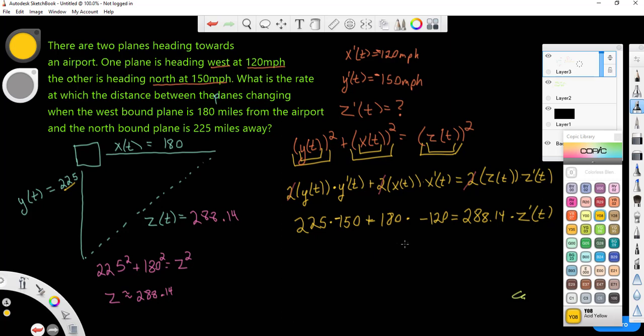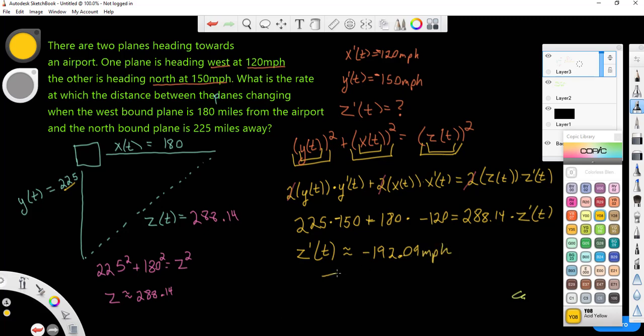So if we do all of the math on these, if you multiply these out, add them to this multiplied out, and then divide by 288.14, what we're going to get is that z prime of t is going to be about negative 192.09 miles per hour.